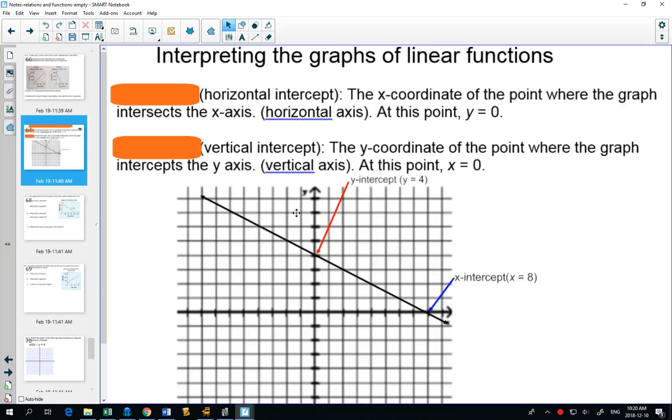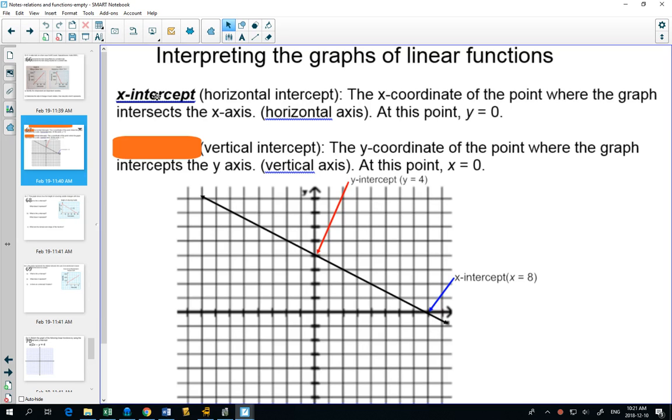Again, we're going to look some more at linear functions. This leads into our next unit. Our next unit is all on linear functions, interpreting the graphs. So first of all, the x-intercept. The x-intercept is where your graph crosses the x-axis.